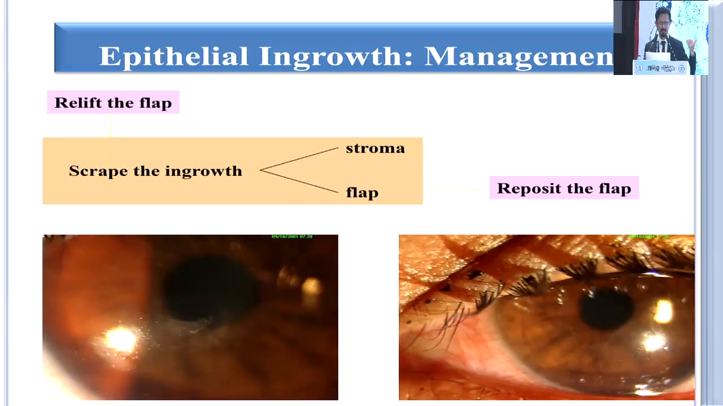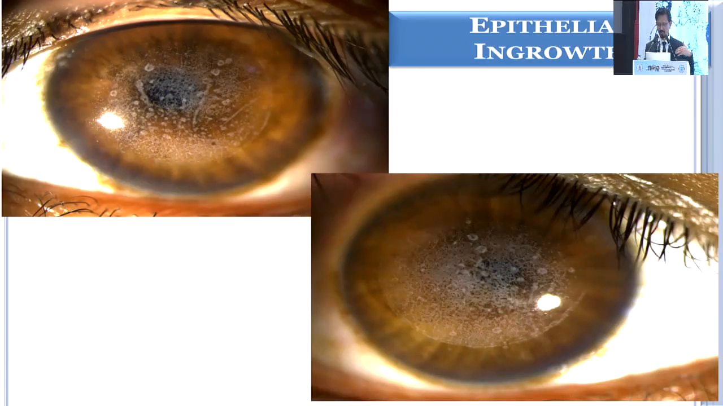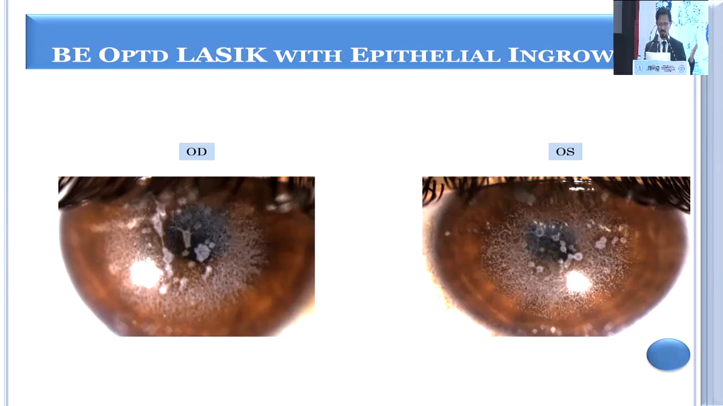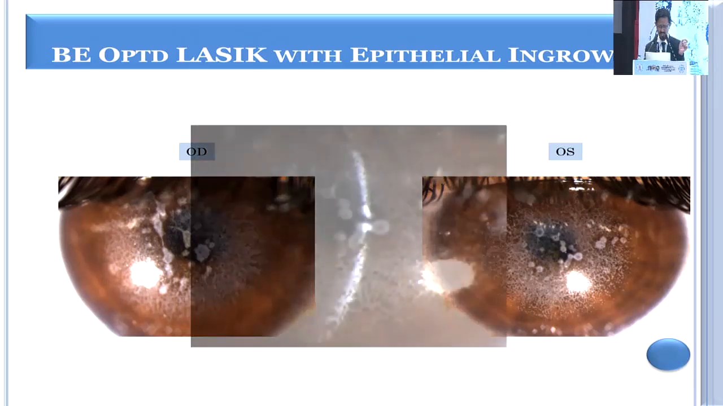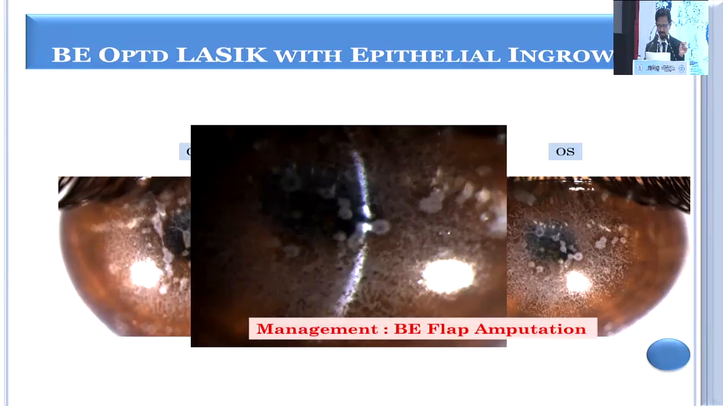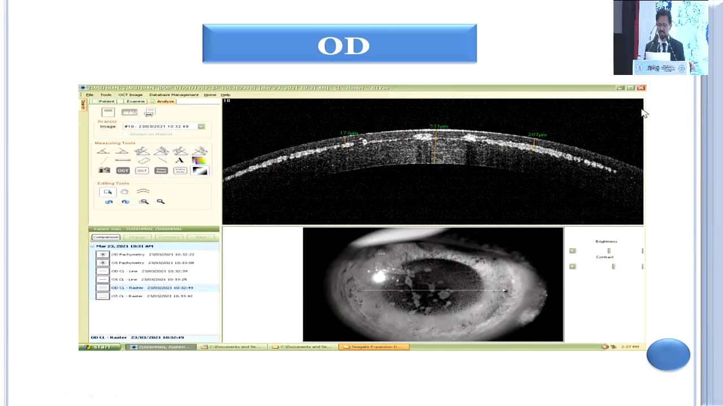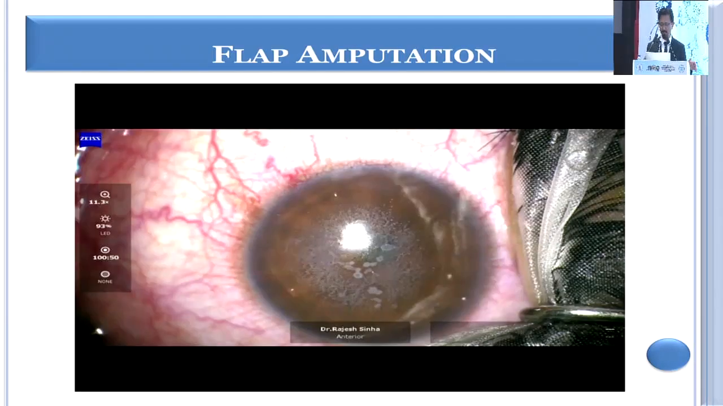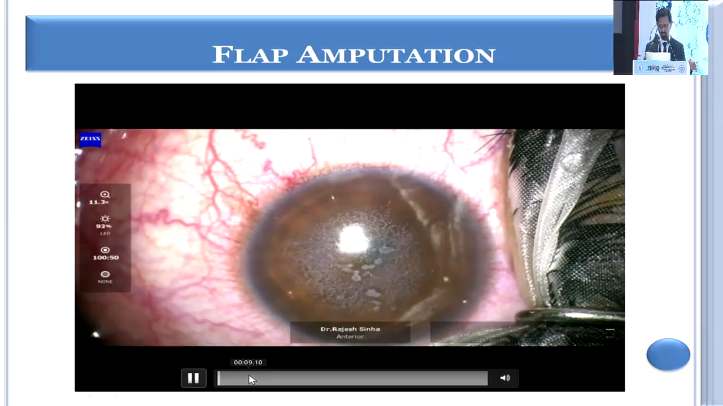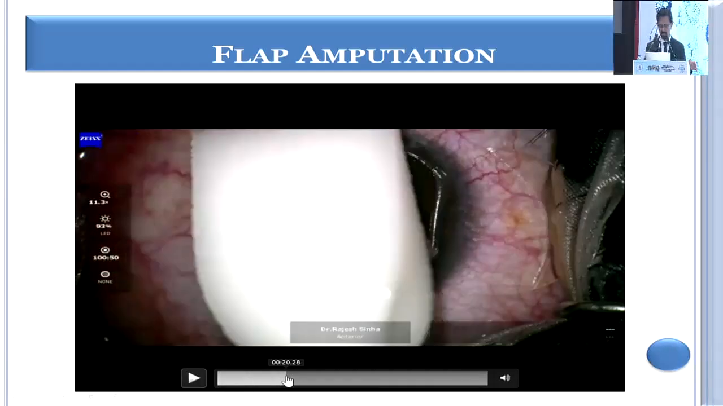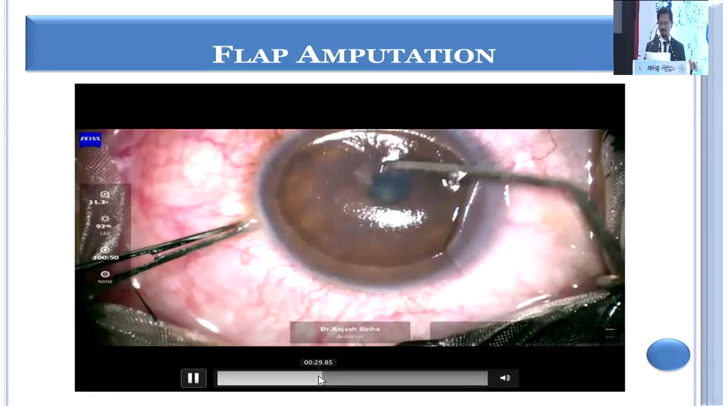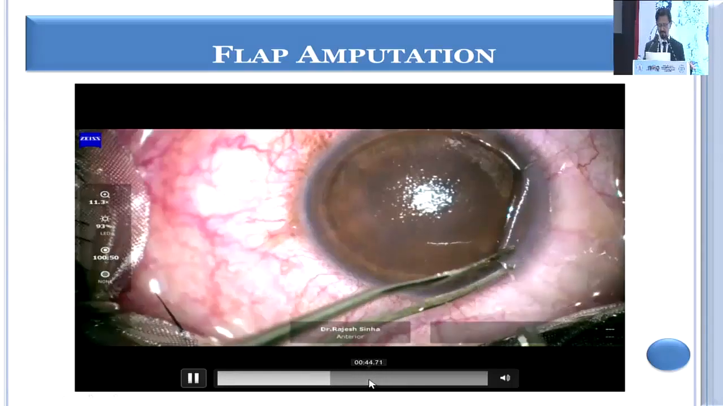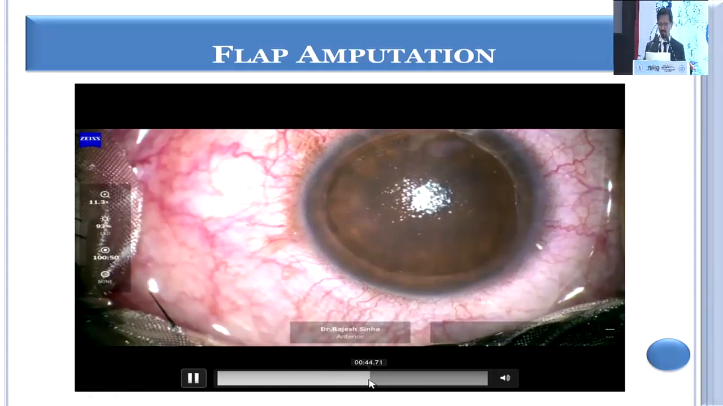And as I said, if there is epithelial ingrowth, you lift it up and then you can wash it off. But sometimes the epithelial ingrowth is so dense that you have to do flap amputation. As in this case, you see on the OCT, the epithelium is actually entering into the flap and you just cannot manage it. So in such a case, it's better to do flap amputation. Flap amputation is very simple. You just lift the flap, remove the epithelium and then amputate the flap.